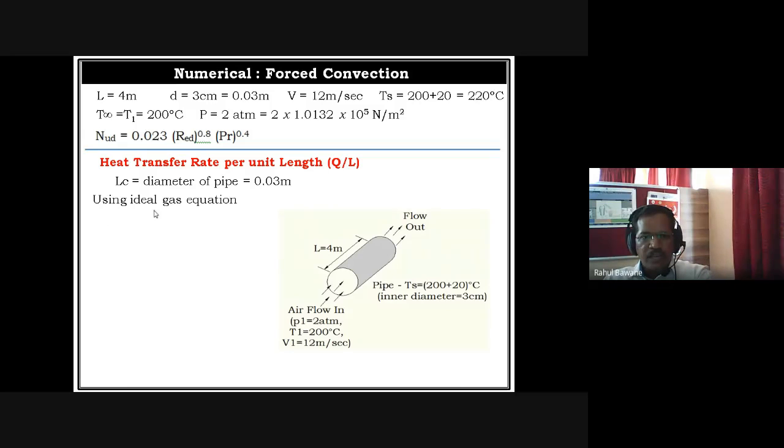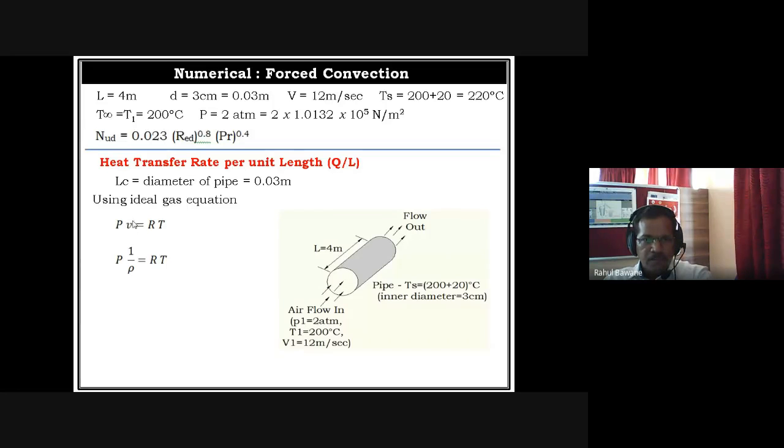Now using the ideal gas equation. Why are we using this? Because they don't provide the pressure directly; they provide the pressure in terms of atmosphere. So we will use the ideal gas equation. PV is equal to RT. If it is the total volume, then it will be PV equals mRT. So this is Pv equals RT.